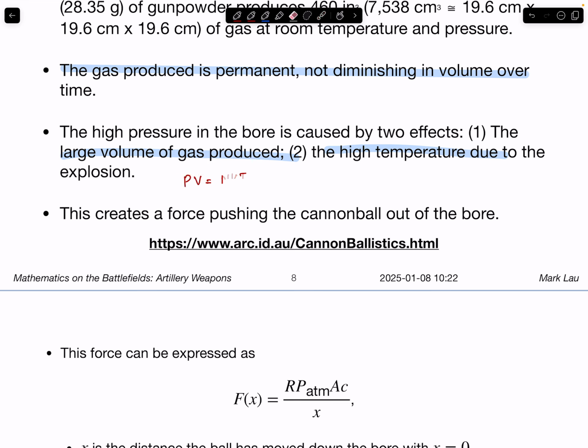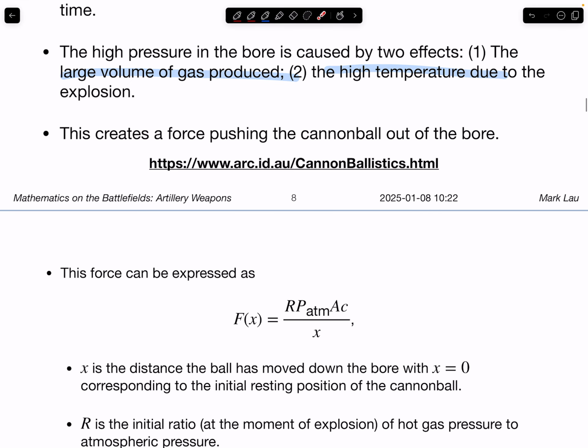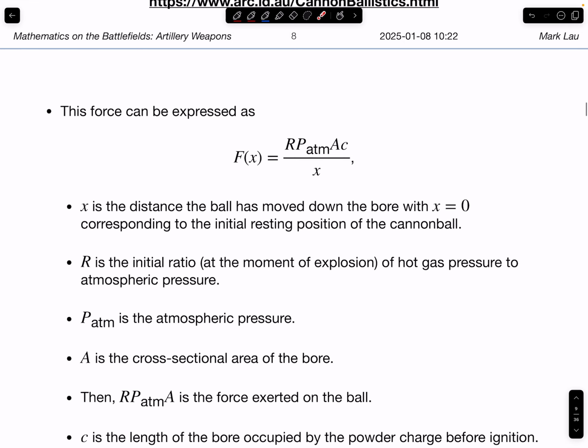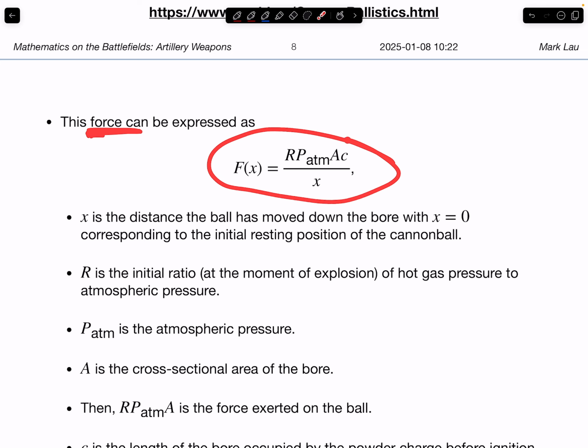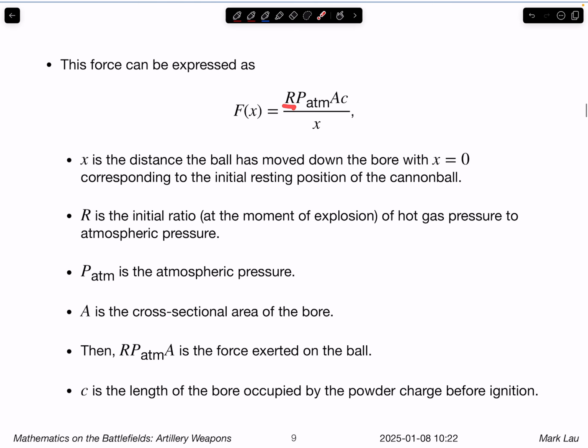I'm just wasting my time at this point. Anyways, this creates a force pushing the cannonball out of the bore. Okay, this formula. The force with which the cannonball is fired outwards is given by this formula, and I don't know the terms. What is R? Okay, it's given here. R is the initial ratio of hot gas pressure to atmospheric pressure.